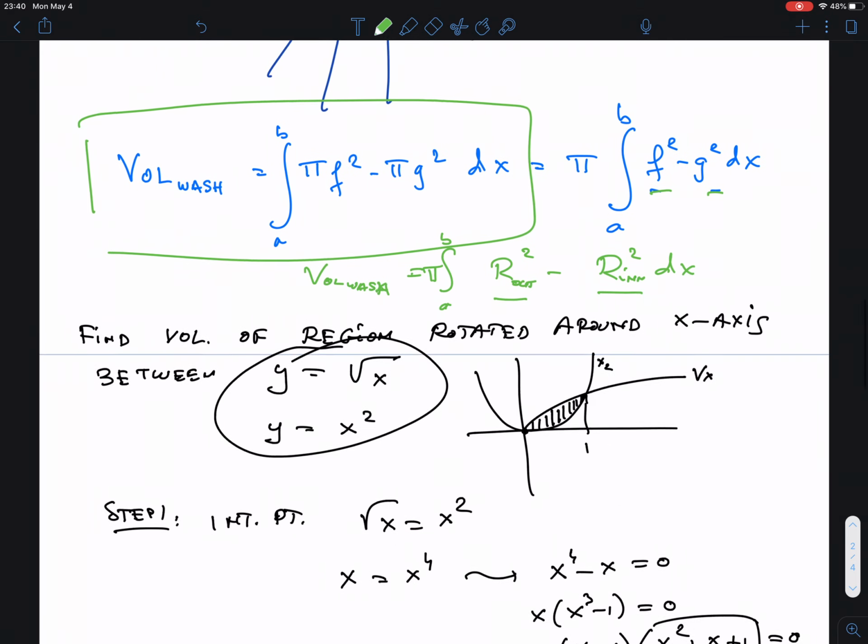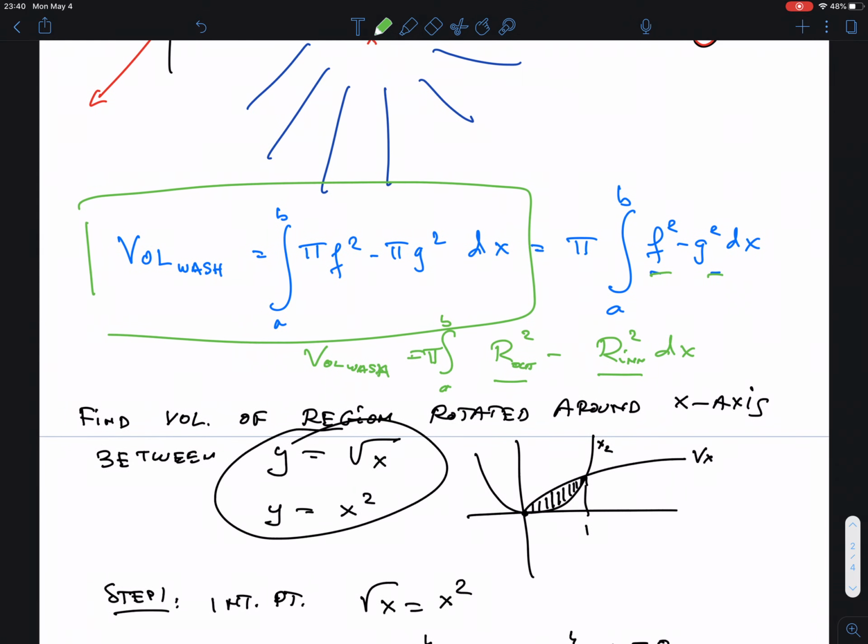And so we have now a general formula here that we're going to use, where f is the top curve and g is the bottom curve. And the rest I'll let you work out, and then we'll do some review and some quizzes on that.